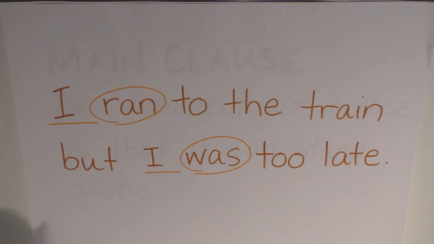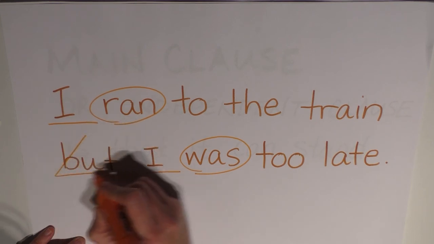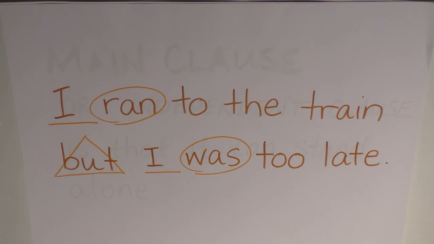We definitely have two clauses here because there is a subject and a verb, and then again a subject and a verb. And these clauses are joined together with a conjunction, but. Let's put a triangle around but. Okay, now this is a compound sentence, but how do I know? Well, there are two ways that I can tell.